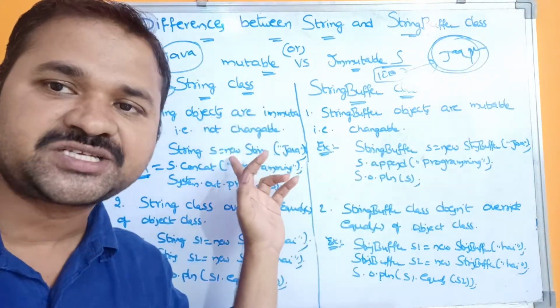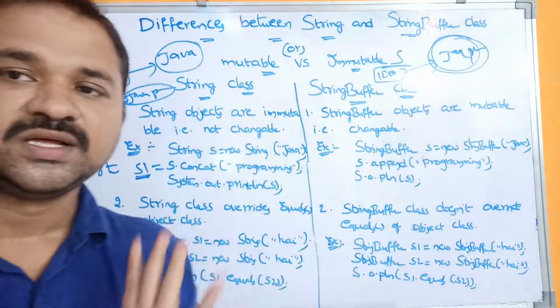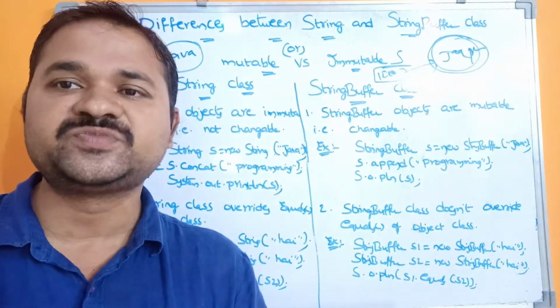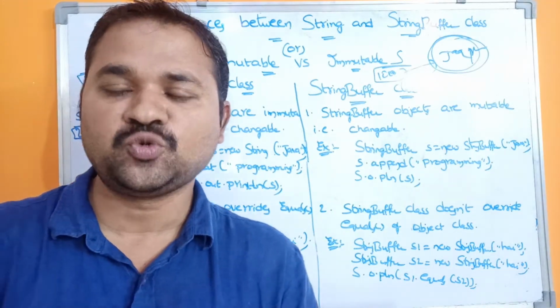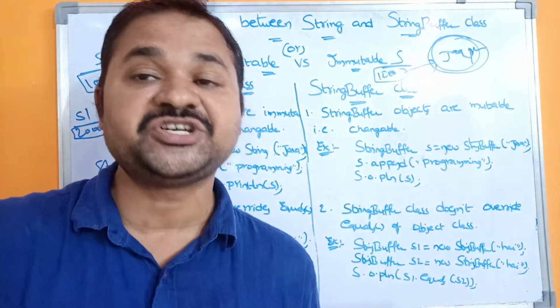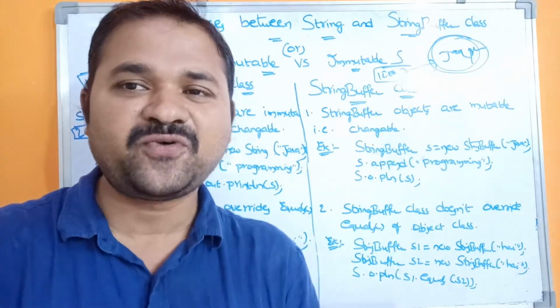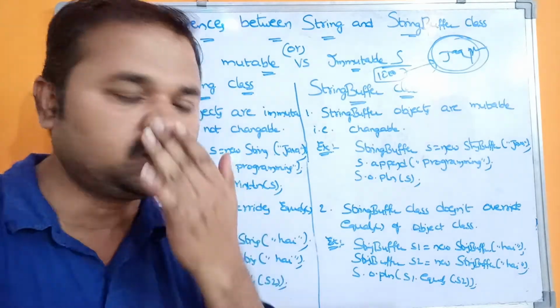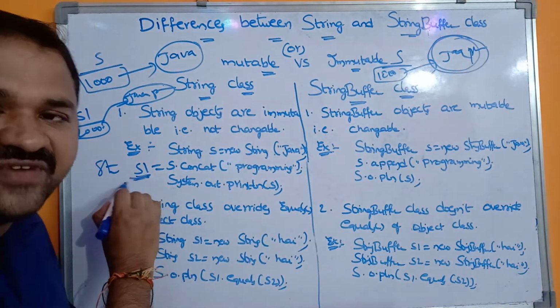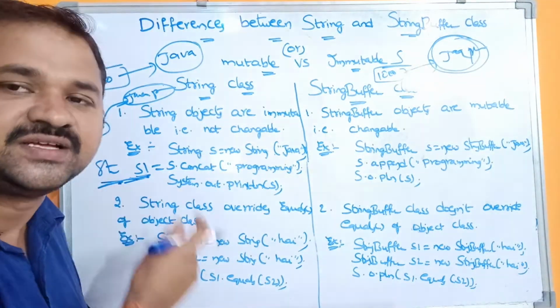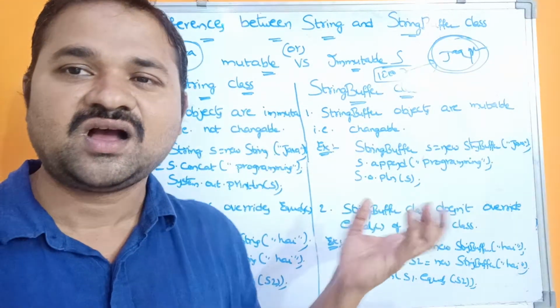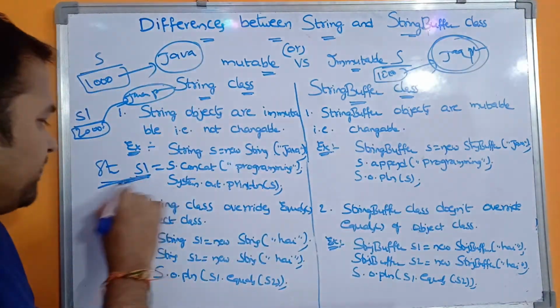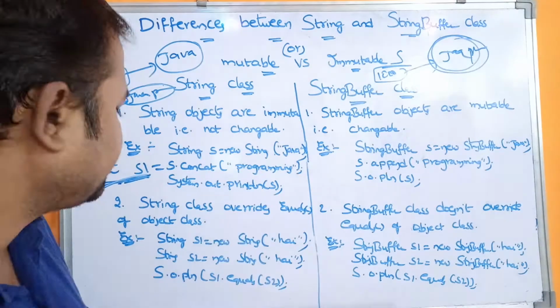So String objects are immutable. That means once we create a String object, it is not possible to perform any modification on the object. If you perform any modification on the object, then we have to use a right-hand side variable, a right-hand side string, in order to store the result. Otherwise, that result won't be retained. Okay, so this is the first point.